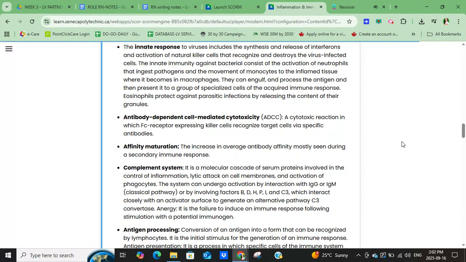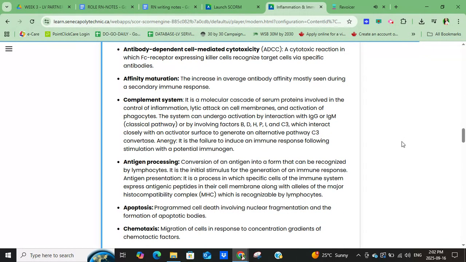Antibody-dependent cell-mediated cytotoxicity, ADCC. A cytotoxic reaction in which Fc receptor-expressing killer cells recognize target cells via specific antibodies. Affinity maturation, the increase in average antibody affinity mostly seen during a secondary immune response.